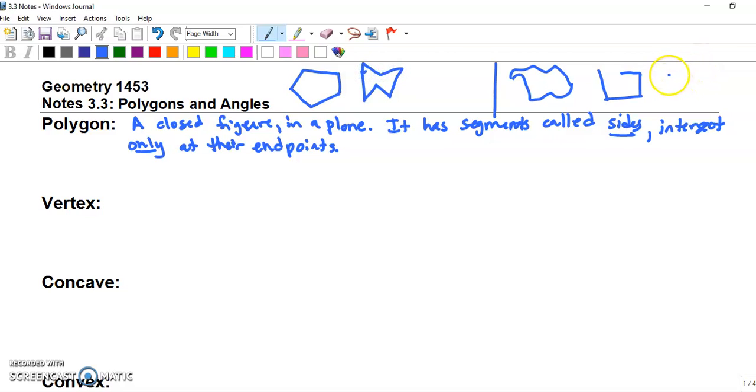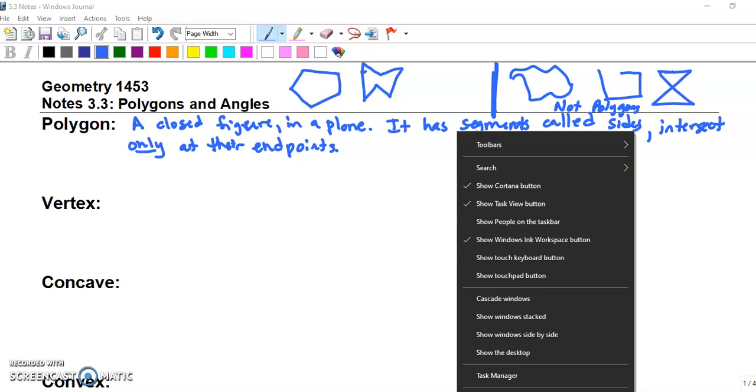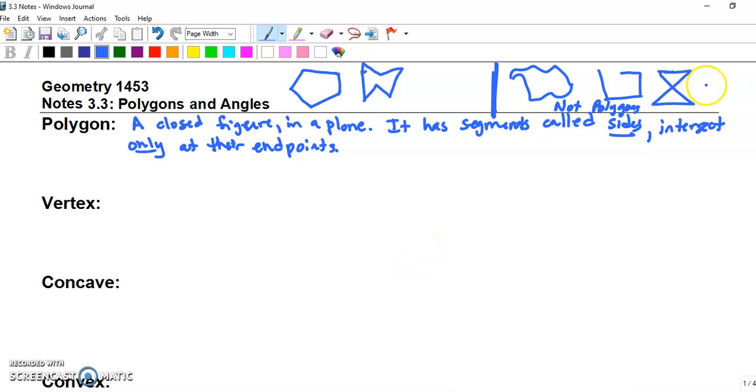Okay. No crisscrossy stuff. No crisscrossy stuff, not a polygon. So the ones on the right are not polygons. Can't have curvy stuff, can't be open. The ones over here are polygons. You also can't have anything sticking out. Something like that would not be a polygon because it doesn't intersect at the end point there.